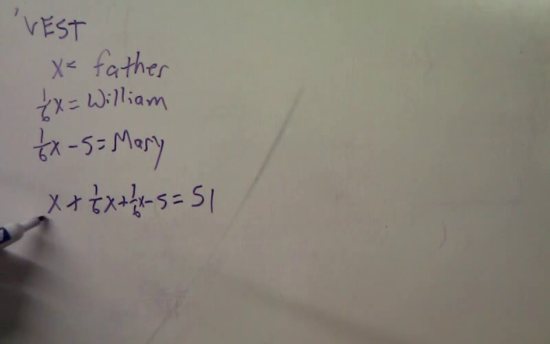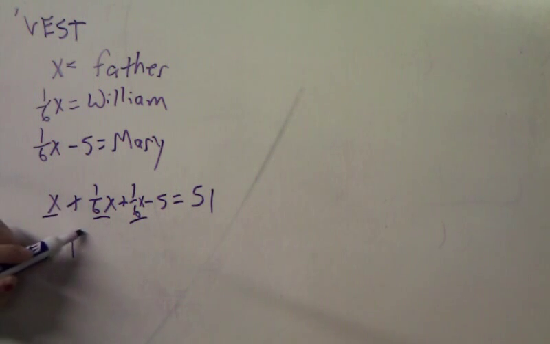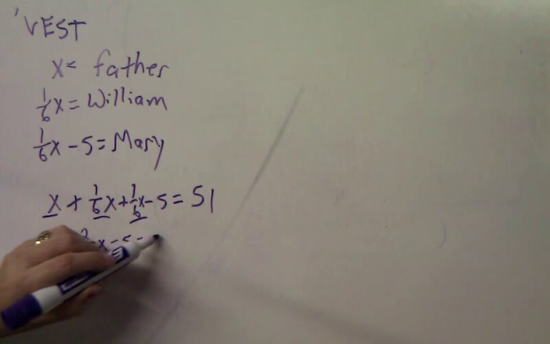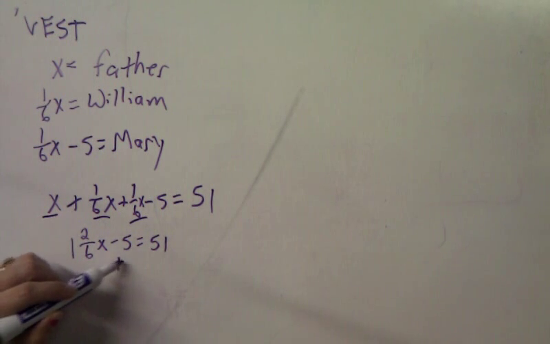Let's combine like terms. All those have an X after them. So I have 1 and 2/6X minus 5 equals 51. Okay, this is the like, so I need to get rid of the 5. So add 5 to both sides. 1 and 2/6X equals 56. How are we doing so far?